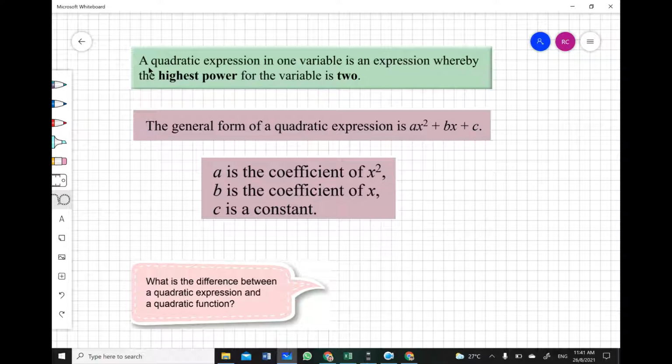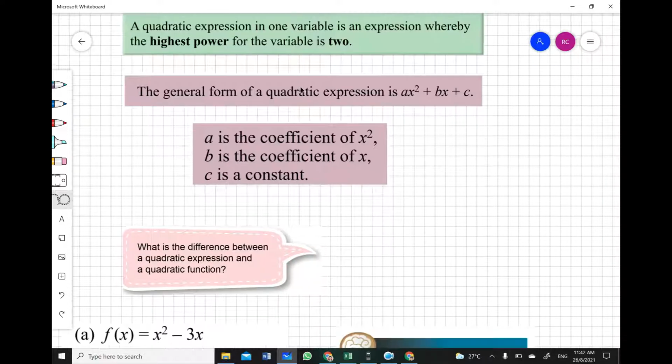Okay, so let's see here. The first important point about a quadratic expression in one variable: it is an expression whereby the highest power of the variable is 2. So I'm sure you know this already. That is compulsory for a quadratic expression. The highest power over here is 2. So the general form is ax squared plus bx plus c. You have known this also. And a is the coefficient of x squared, b is the coefficient of x, and c is a constant. Okay, so I think you don't have problem with this.